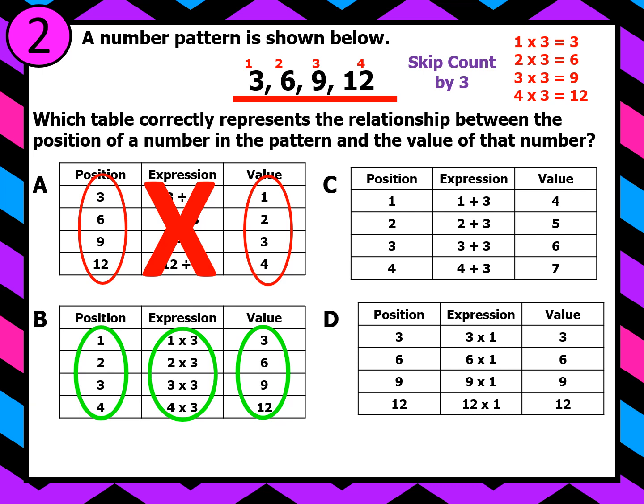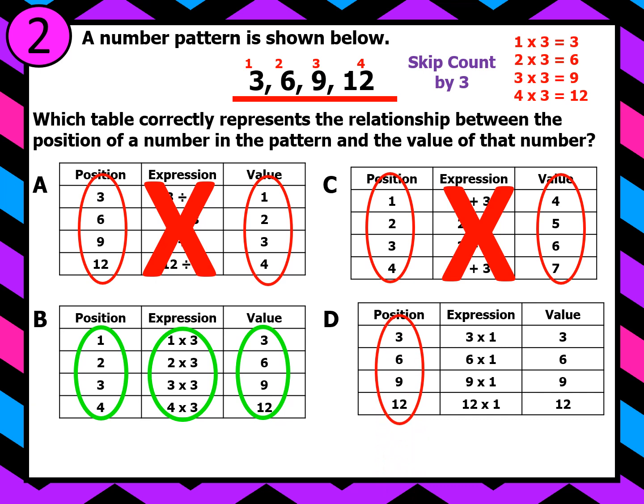So maybe B. I'm going to look at C. The position is correct, but the expression is incorrect because I'm adding 3. So I know it cannot be C. I am now going to look at D. The position is incorrect, and the expression is also incorrect because we're multiplying by 1 there. So the only answer that makes sense here is B. I am now going to go to number 3.